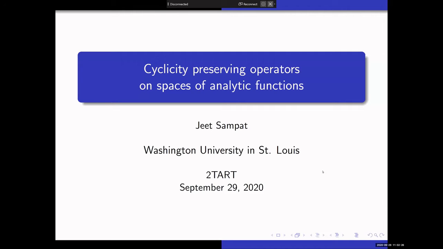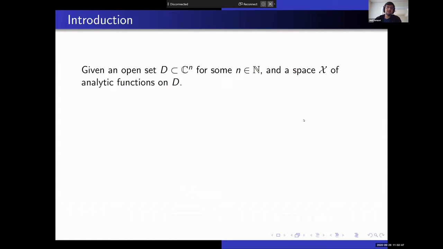Today I'm going to talk about cyclicity preserving operators on spaces of analytic functions. I hope that everybody is able to see the mouse cursor in the slide. So yeah, let's start talking about what cyclicity is. I'm going to be focusing on cyclicity with respect to the shift operator for the purpose of this talk.